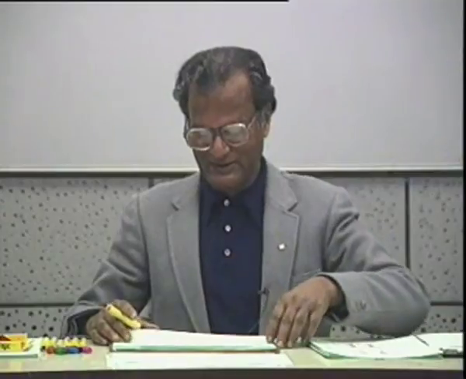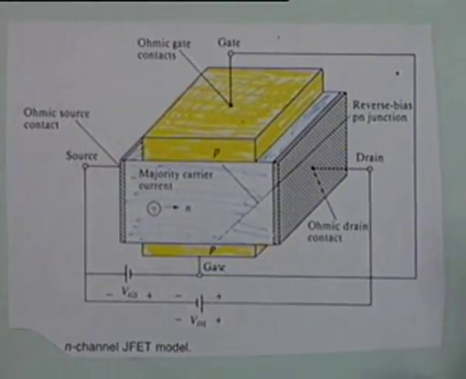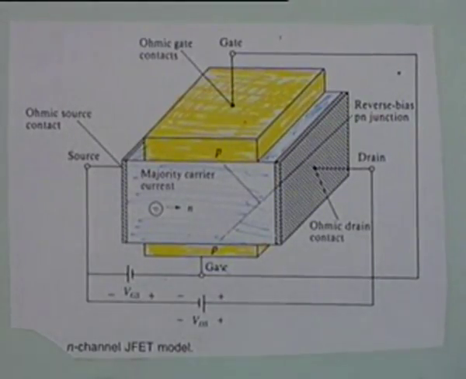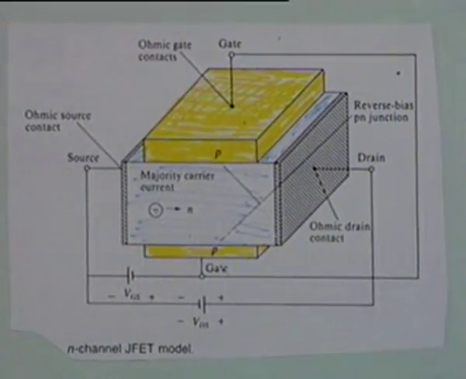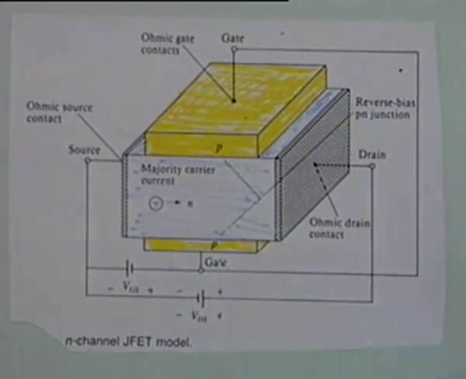Here is a color picture of a simplified FET configuration. I have shown a junction, the coloring is mine, this Xeroxing was in black and white.